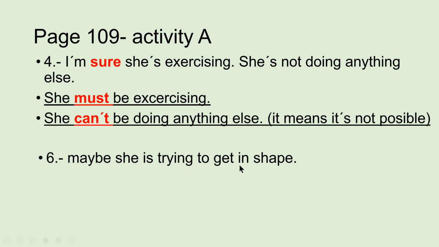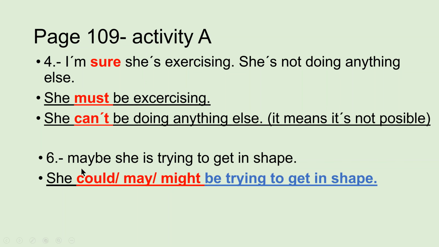So the last one, number 6. Maybe she's trying to get in shape. Remember, maybe, probability. I'm guessing. What are the modal verbs that we use? In this case, it would be could, may, or might. She could be trying to get in shape, etc.